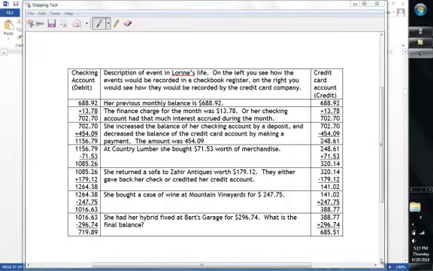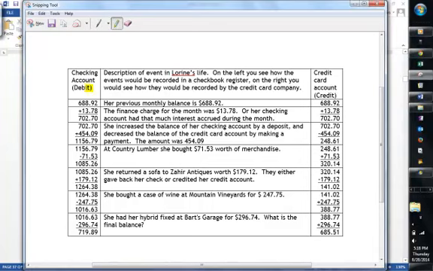This is lesson 1.2.5, and to understand how to do this, you have to understand the difference between a debit account, which is like your checking account, and a credit account, and how those two work together. Let's go through this example that you see here. In both cases, they have a previous monthly balance that's the same. Checking accounts, the finance charge is actually called interest.